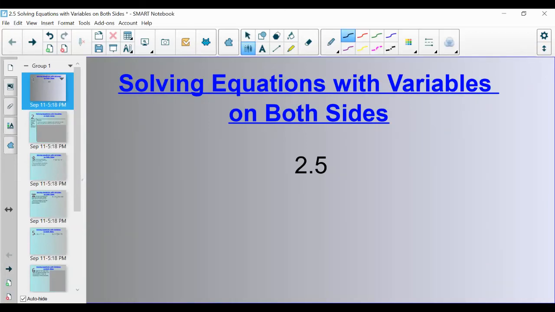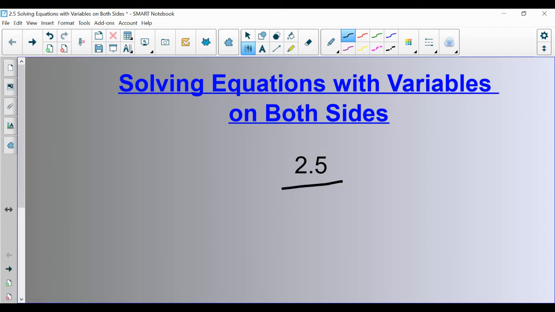Well, class, we are studying solving equations with variables on both sides today. This is section 2.5. We have already studied two-step equations, and then we studied multi-step equations. Now, 2.5 is going to have variables, typically x, on both sides of the equation. So there'll be an x over here and an x over there, and we need to get them on the same side.